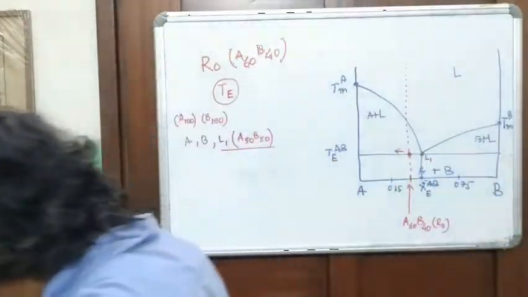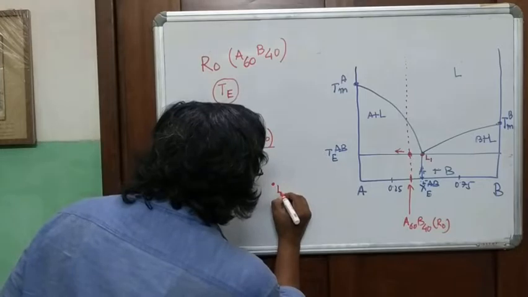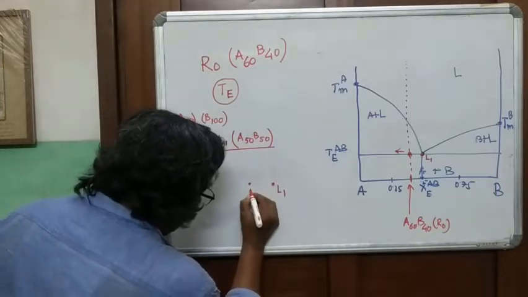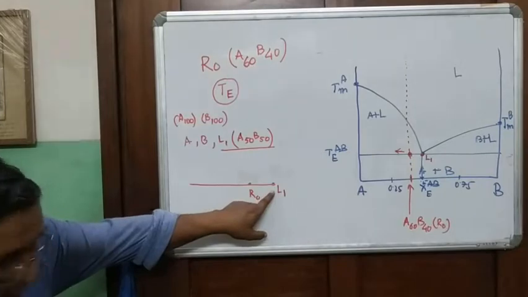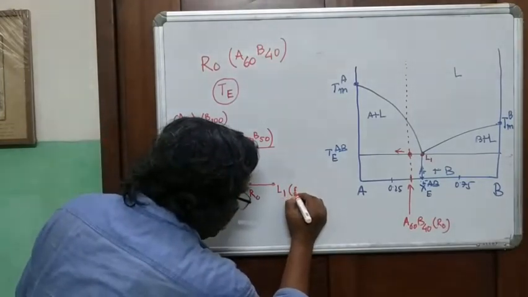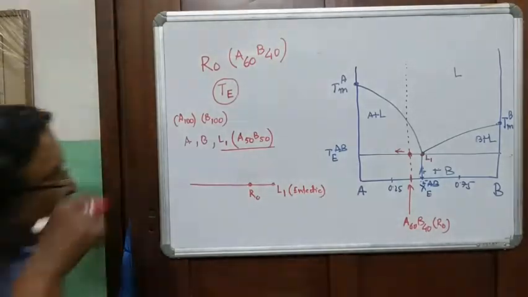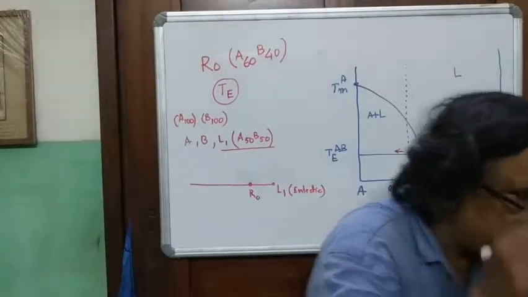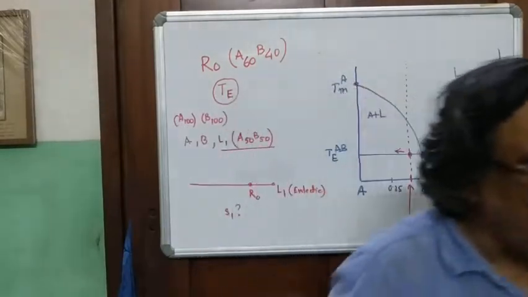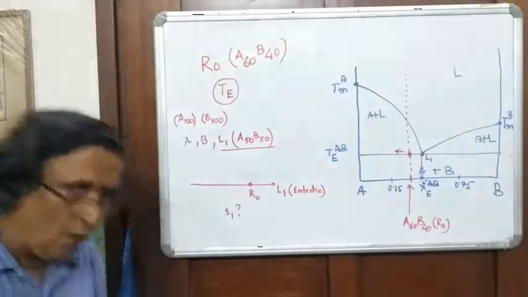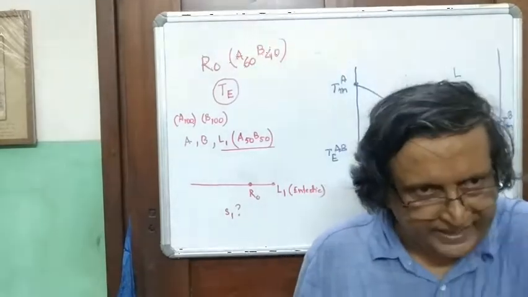Have you understood? So now, it is something like this. This is our L1. This is R0. I'm drawing this line here. This is the first melt L1 that it produced, at the eutectic. And this is our initial R0. Now, my fundamental question is, where is S1 in equilibrium with L1? We know that it comprises pure A and pure B. But where do I plot the point S1?